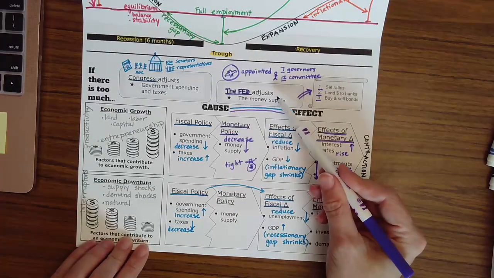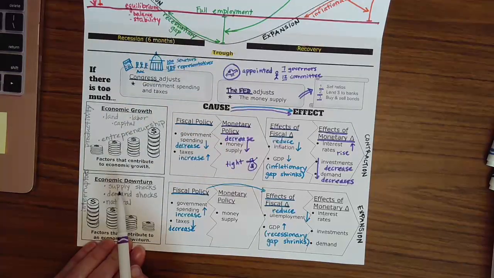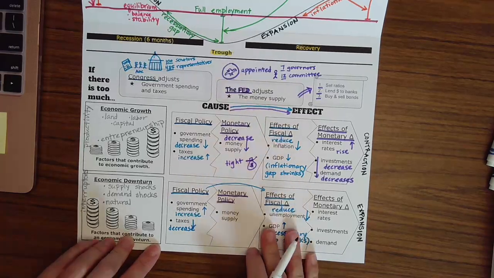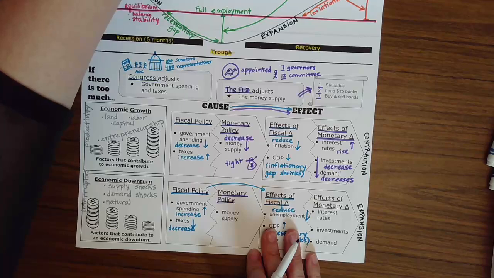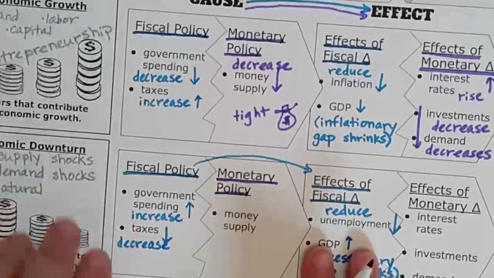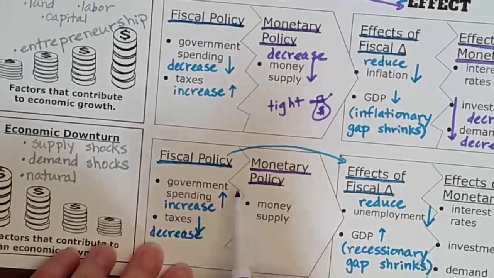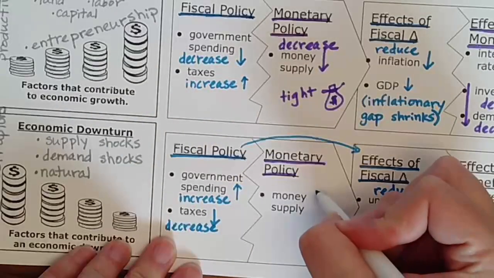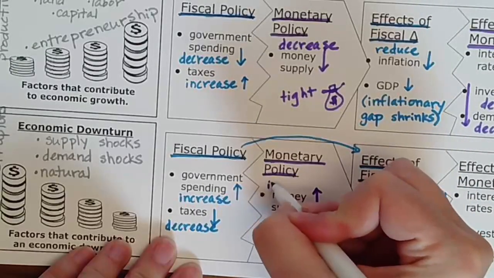The Fed can also affect our economy if there's too much of an economic downturn. Okay, so they have a monetary policy for that. And it's going to be the opposite of our economic growth. So this part of our monetary policy, if there's too much of an economic downturn, then they know we need to increase the money supply that is in our system.